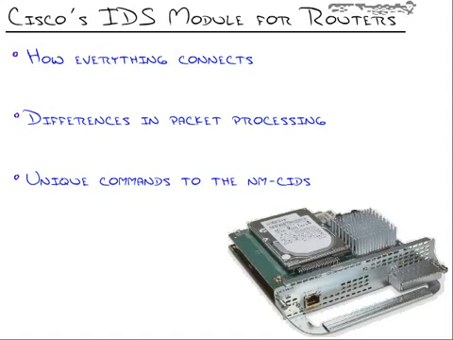Not all IPS appliances are appliances. Some of them may be a module inside of a router and a switch. For example, the one you're staring at on the screen right now is known as the NM-CIDS, the network module that allows you to run an IDS inside of your router. So this video is dedicated to the specifics of that device.